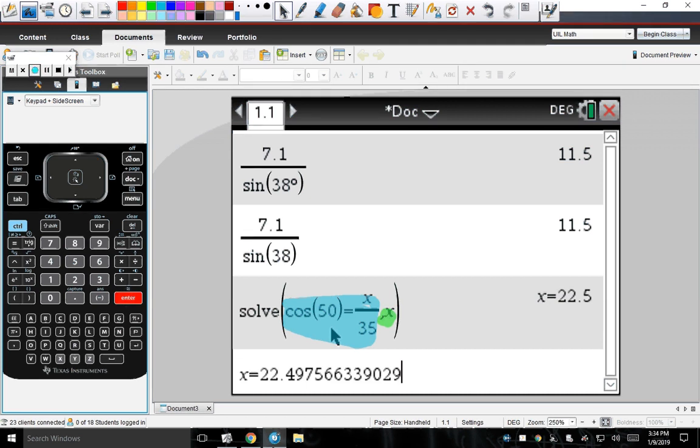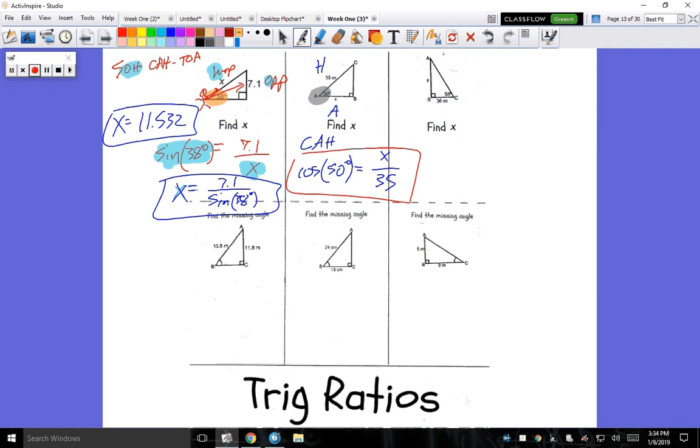We need it to be 422 point what? 497 or 498 if you want to round. Okay? Either one is fine by me. So can someone say that again out loud, please? 22,498. Perfect. All right. Any questions so far?